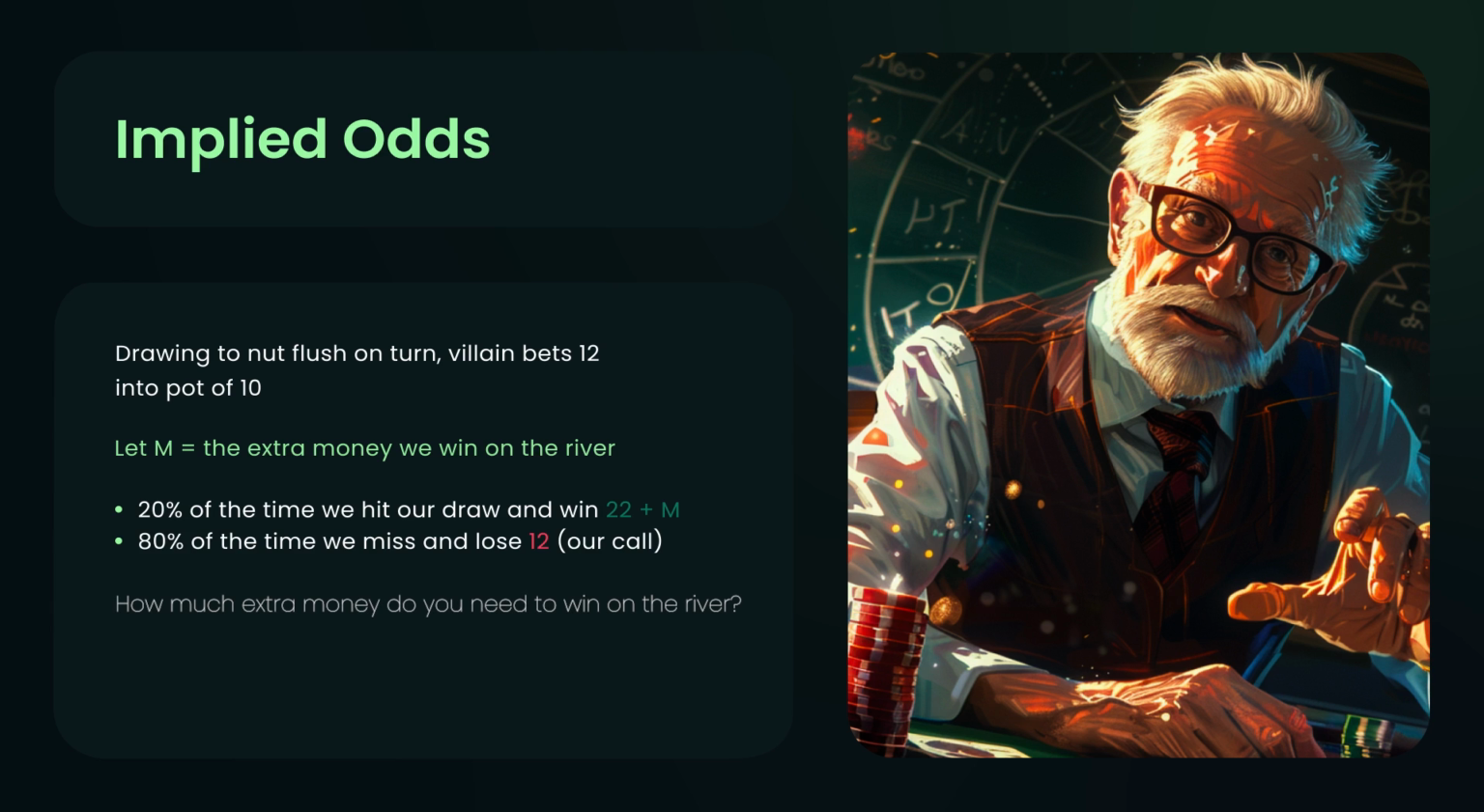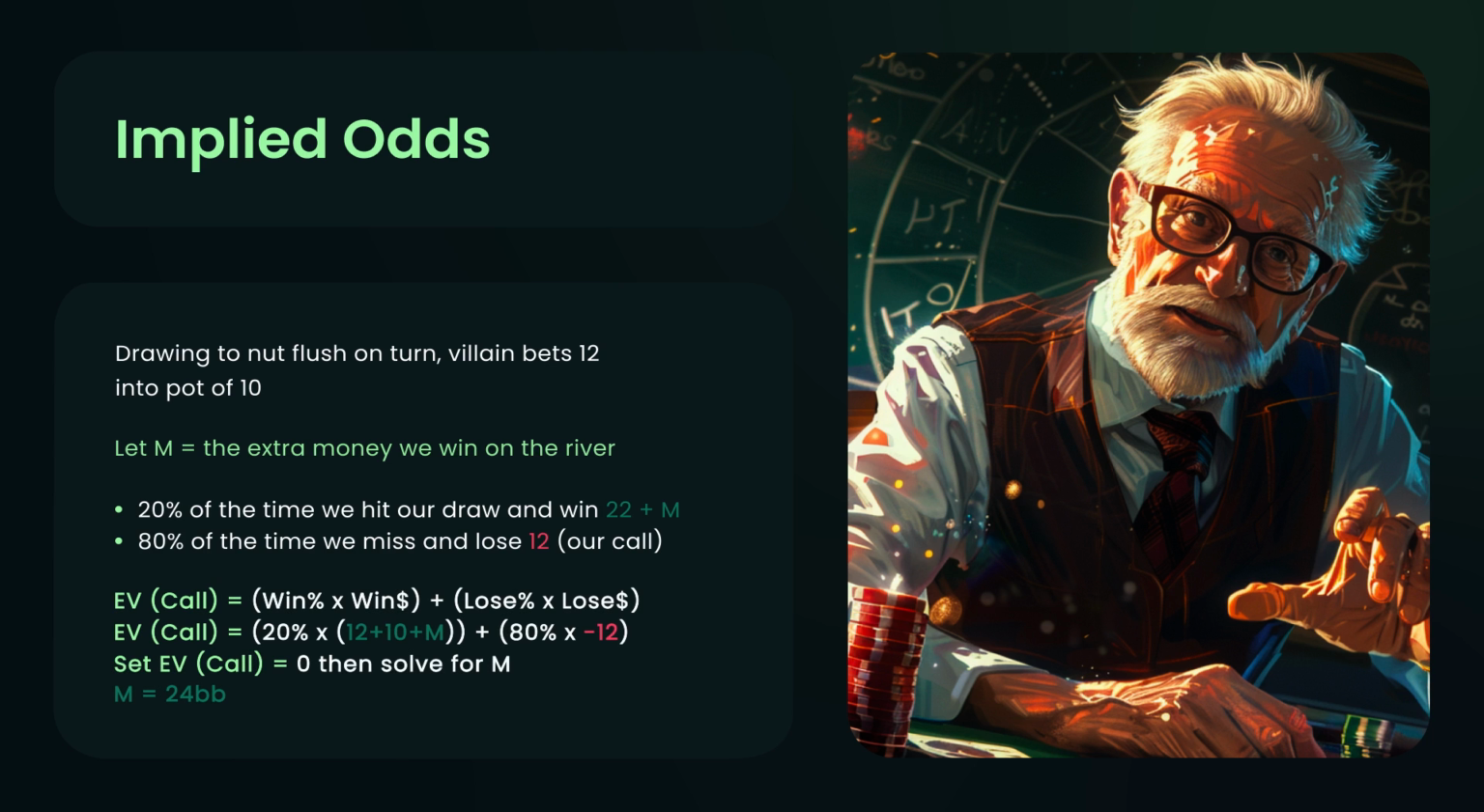How much extra money do we need to win on the river in order to break even on this call? Let's calculate this out. For simplicity, we're assuming that we always win when we hit, and we always lose when we miss. The expected value of calling is just how often we win times the amount we win, which in this case is 22 plus M, plus how often we lose times the amount we lose, which in this case is minus $12.